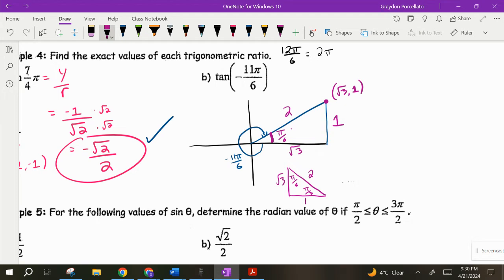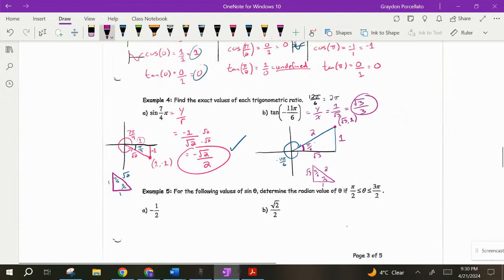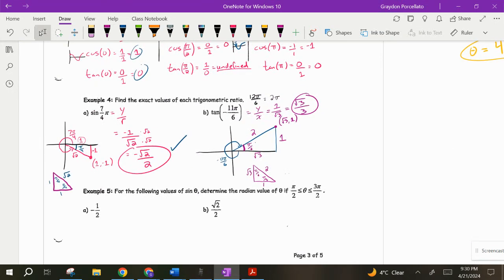Both values are positive because it's in the first quadrant. Okay? So now if I want to figure out tan, well, tan is y over x. I know my y coordinate is 1, and my x coordinate is root 3. Multiply the top and bottom by root 3, and we get root 3 over 3. Hopefully this is starting to make sense. It can be a little tricky.